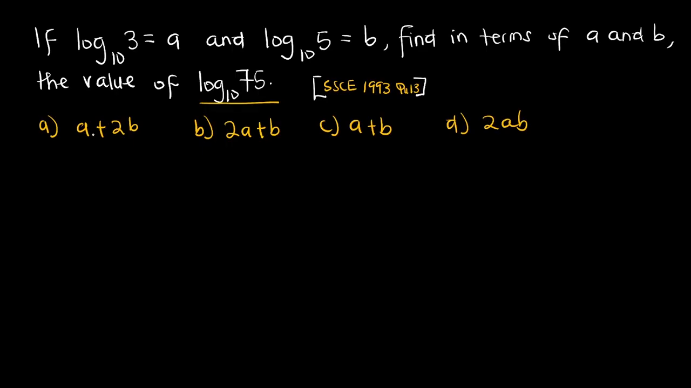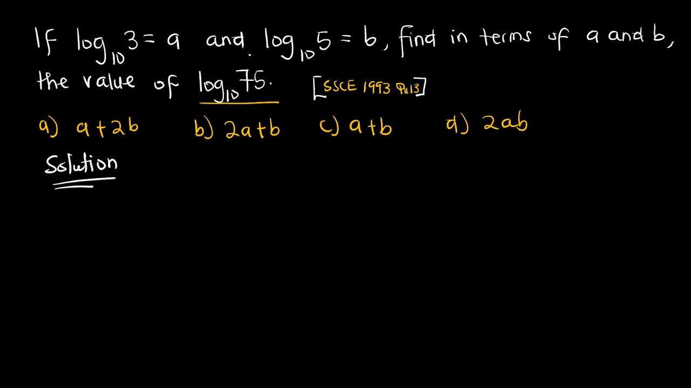Option A is a plus 2b. Option B is 2a plus b. Option C is a plus b. And option D is 2ab. Now, let's look at the solution to this problem. So I write down my solution.